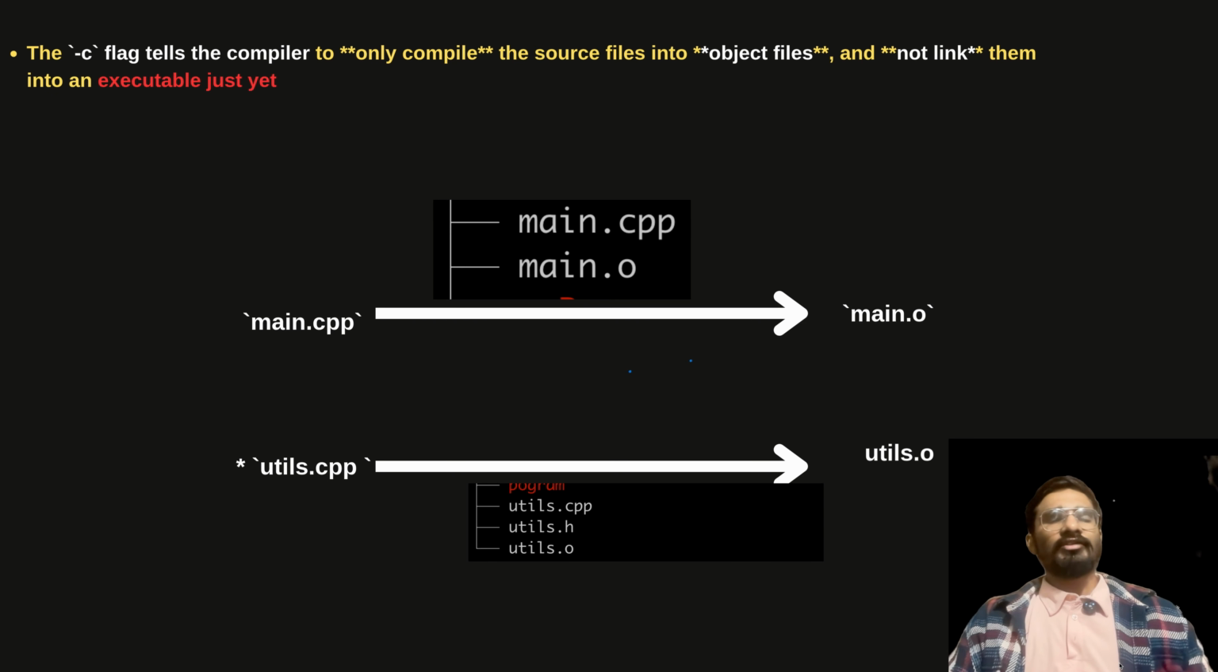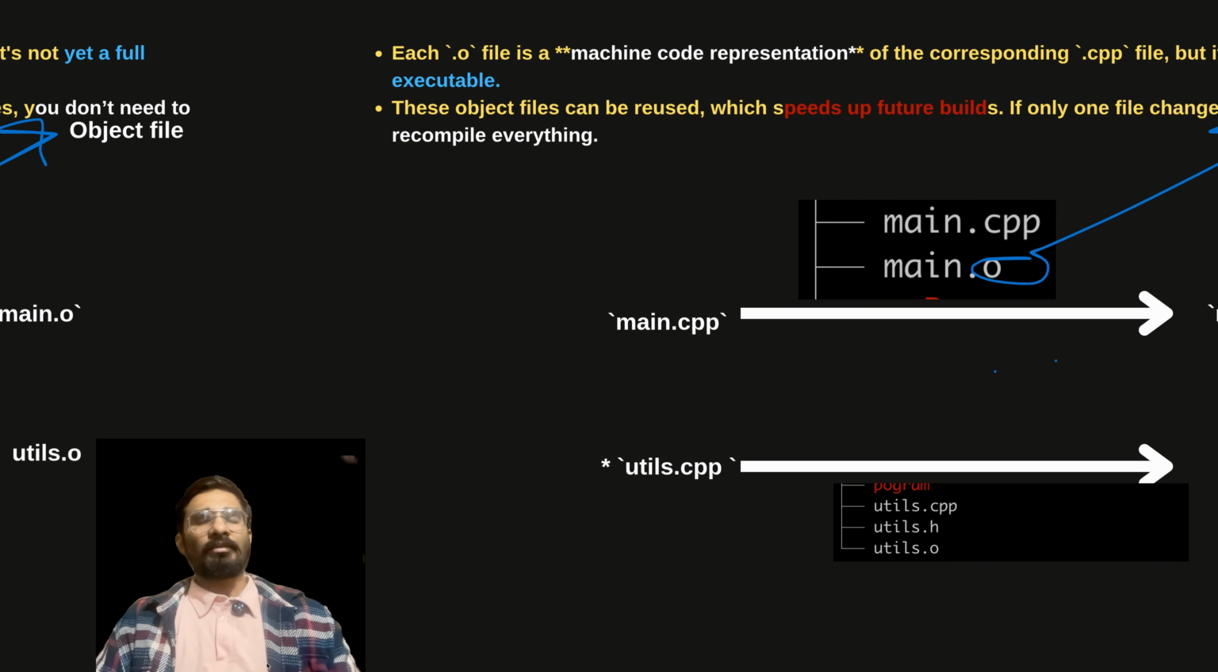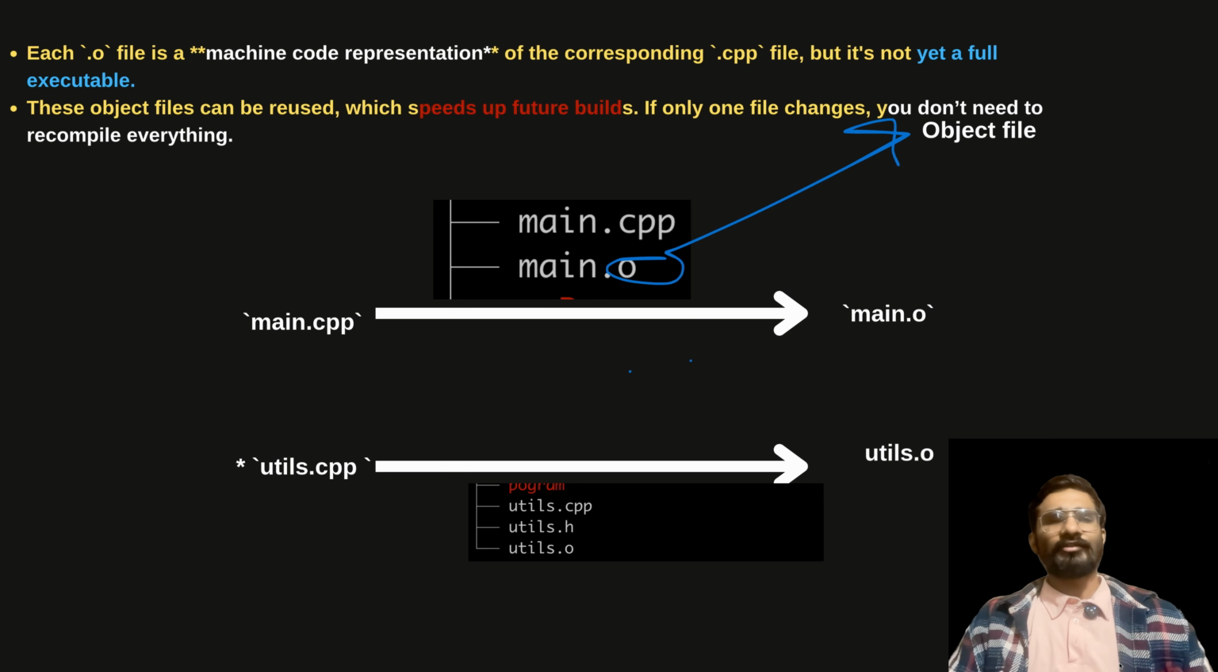Each .o file, known as an object file, is a machine code representation of the corresponding cpp file, but it's not yet fully executable. These object files can be reused. If only one file changes, you don't need to recompile everything. This step is important in large projects, where compiling everything in one go would be inefficient.